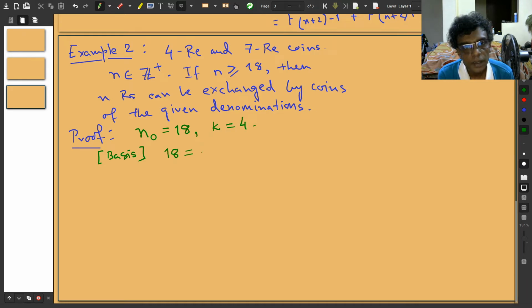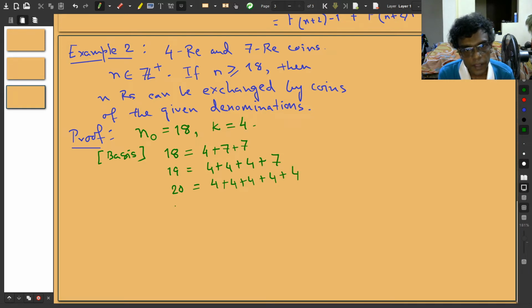So what is 18? It is 4 plus 7 plus 7. What is 19? 4 plus 4 plus 4 plus 7. What is 20? 4 plus 4 plus 4 plus 4 plus 4. Whereas 21, 7 plus 7 plus 7. Since k equal to 4, I have to consider 4 basis cases. And then induction.